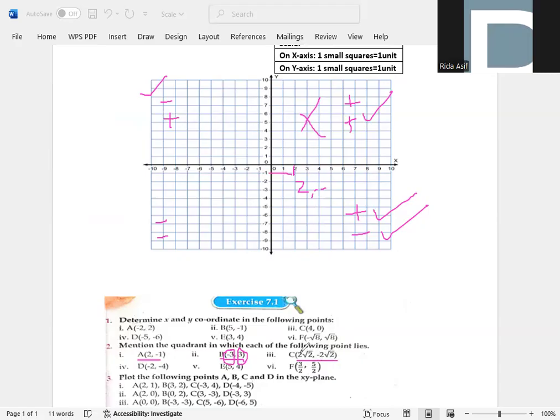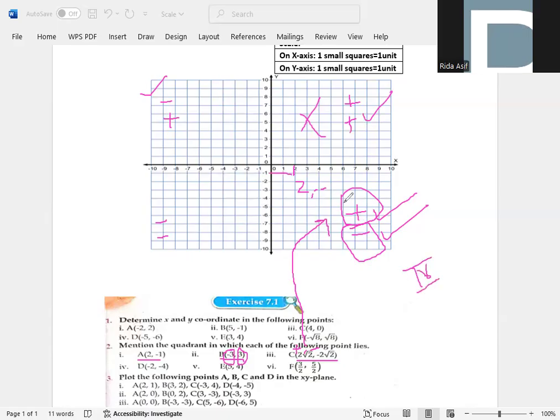Again, what we have to do is check that if the first value is positive and the second value is negative, where is this point going to lie? Positive and negative means the x-axis value is positive and the y value is negative. It is going to lie in our fourth quadrant.